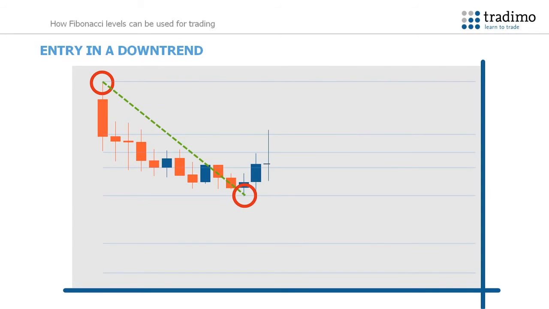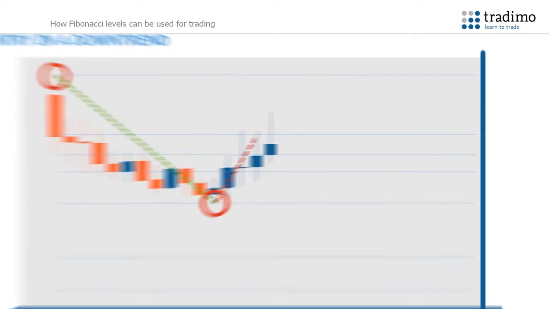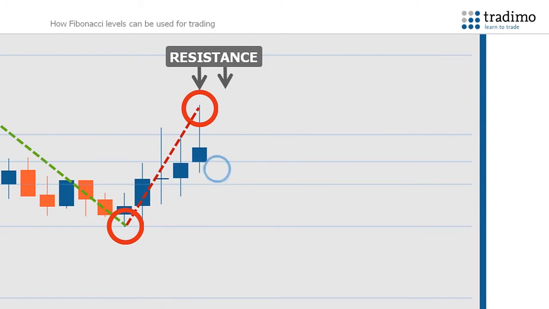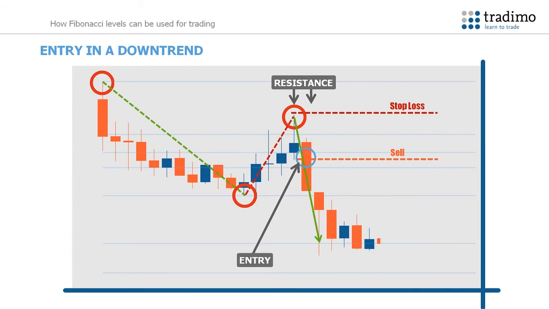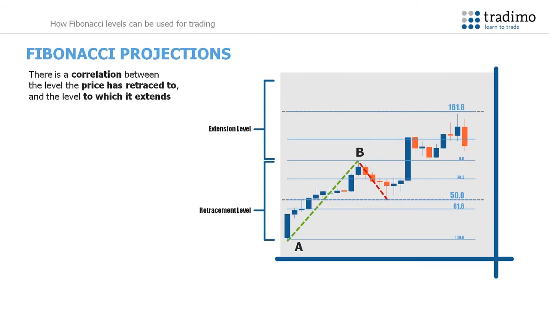In a downtrend, an entry could be taken after price has found resistance at one of the retracement levels. Traders can wait until price begins to move down in the same direction of the original downtrend. Again, the entry is made with the stop loss above the retracement level and profit can be taken at another Fibonacci level. There is a correlation between the level the price has retraced to and the level to which it extends. Therefore, you can use the extension levels as profit targets.